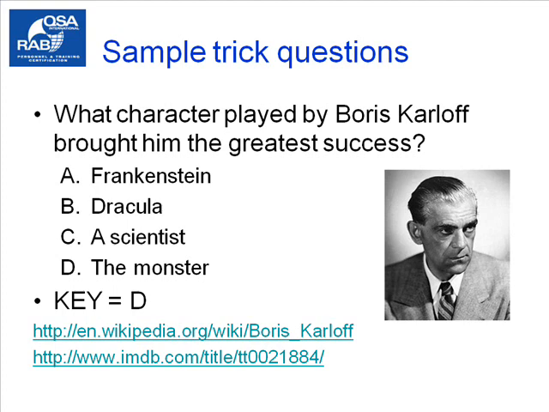To remove the trick in this item, the STEM should ask which character in the movie Frankenstein was portrayed by Boris Karloff, and then options A and B should be revised to other characters in the movie such as Henry Frankenstein or Baron Frankenstein. Or the STEM could be revised to which movie brought Boris Karloff his greatest success, and then options C and D could be revised to other movies that were released in 1931, or they could be revised to other movies that Karloff appeared in that were not as successful.